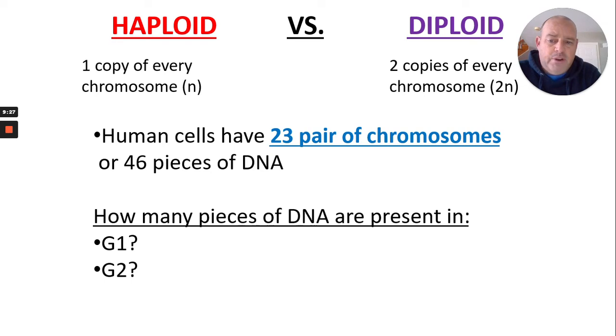The cell would have 46 pieces of DNA. Okay, it didn't say chromosomes, it said how many pieces of DNA. So in G1, you would have 46 pieces of DNA. In G2, how many would you have? Well, what happened between G1 and G2?